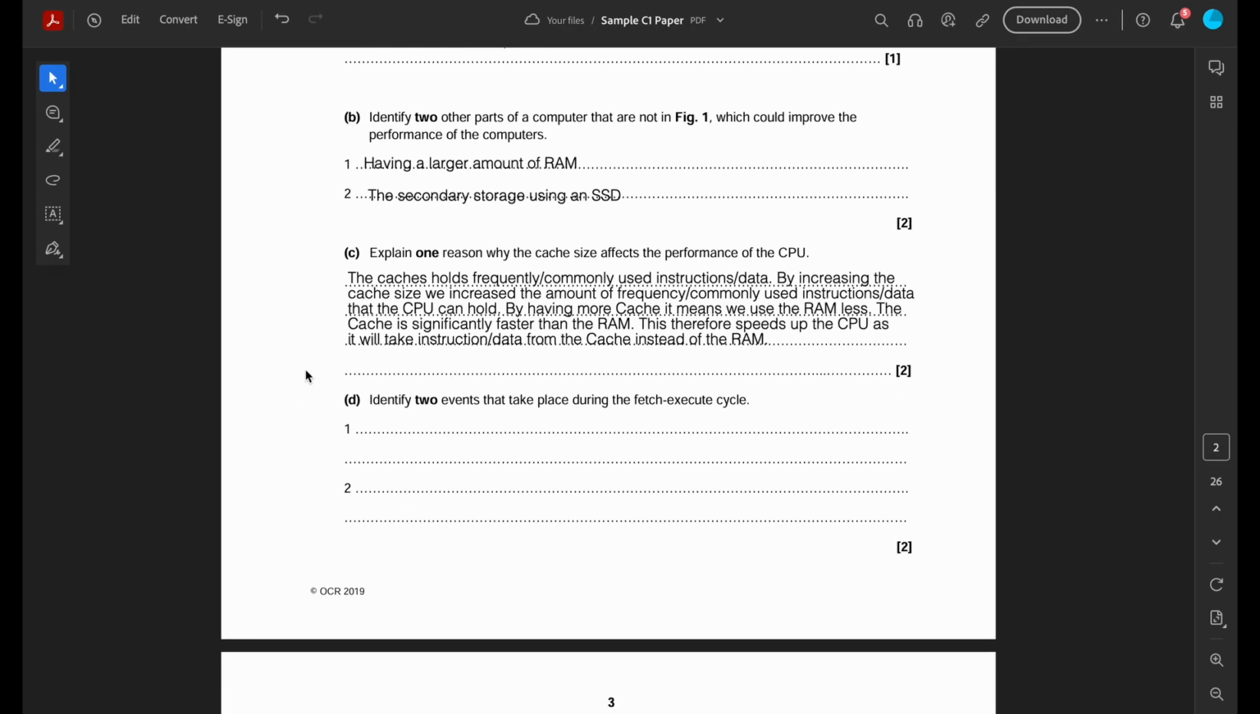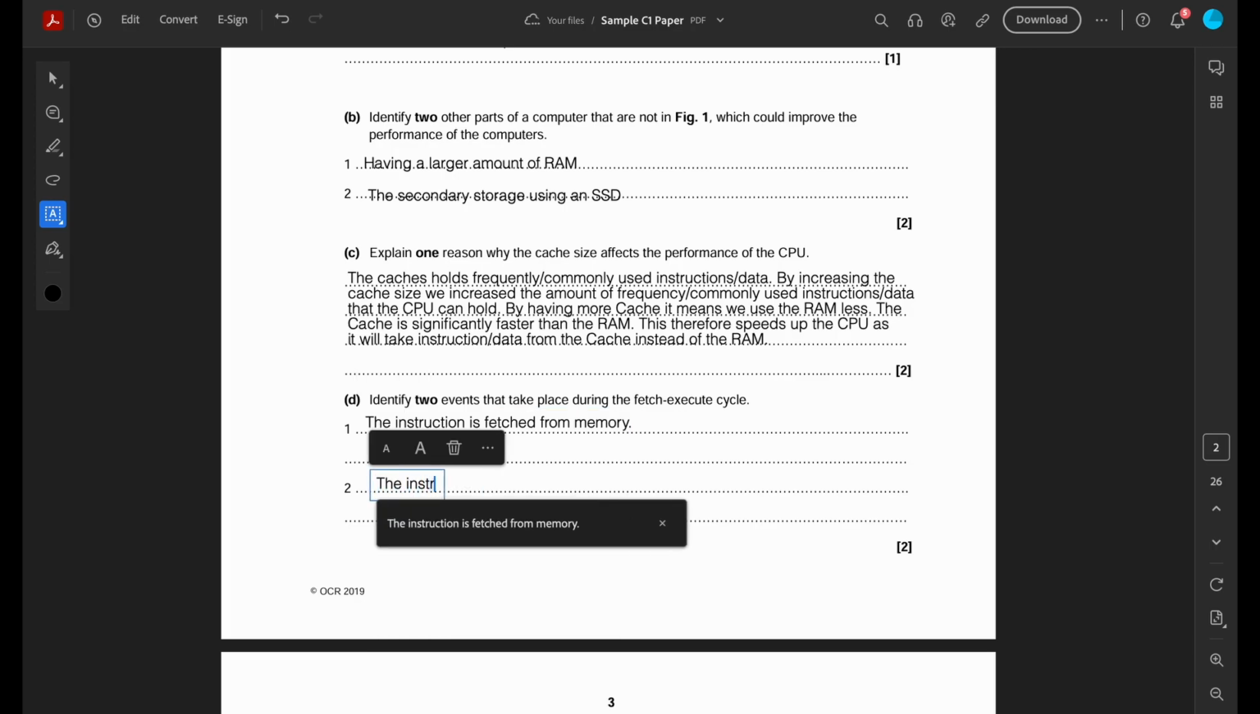Identify 2 events that happen during the fetch, decode, execute cycle. Firstly, the instruction is fetched from memory. Alright, there's 1. For 2, I could also put the instruction is decoded by the control unit.